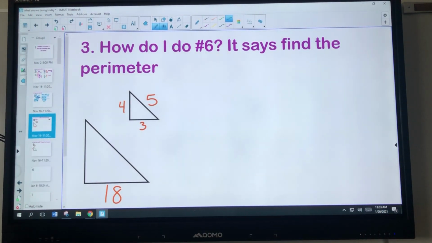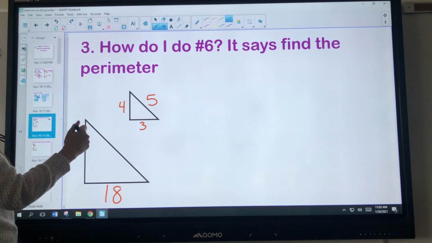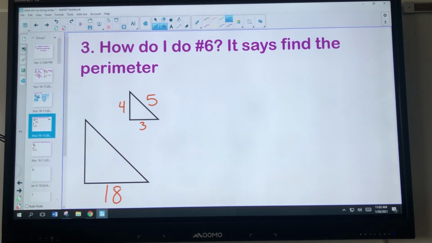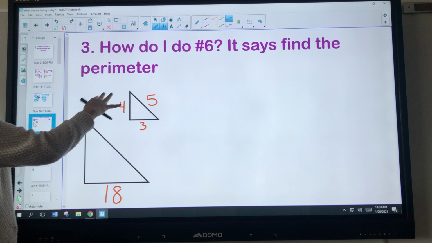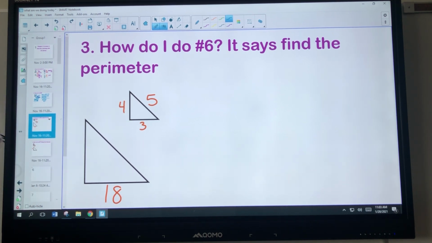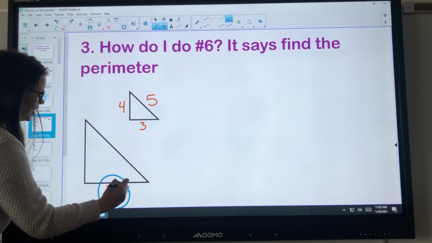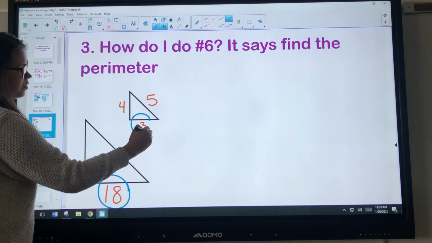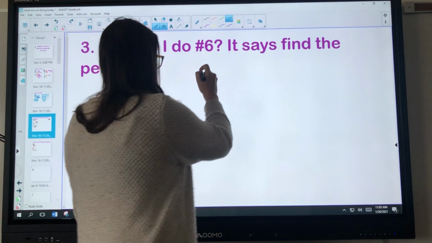How do I do number 6? This time it asks you to find the perimeter of the larger triangle. So it tells you that these two are similar, and they want the perimeter of this. Perimeter means all 3 sides added together, so you're going to use these sides to find these sides. So let's look at the only one we know. If you put 18, that will correspond with 3. You can put those into a fraction.